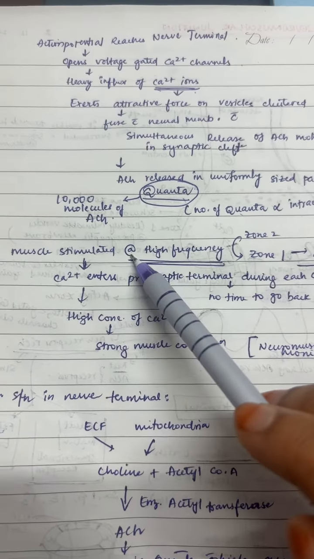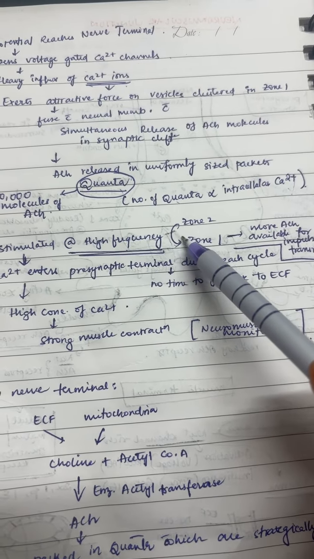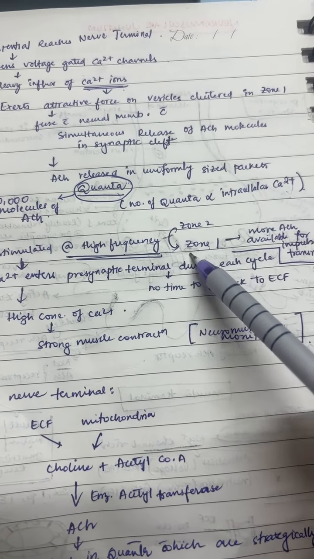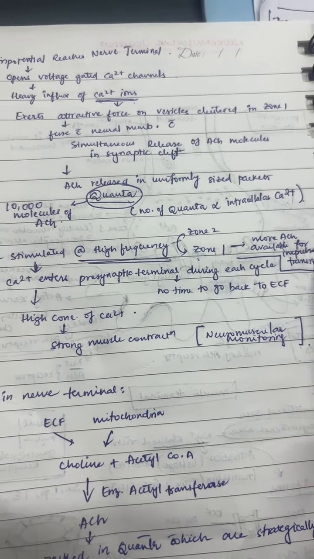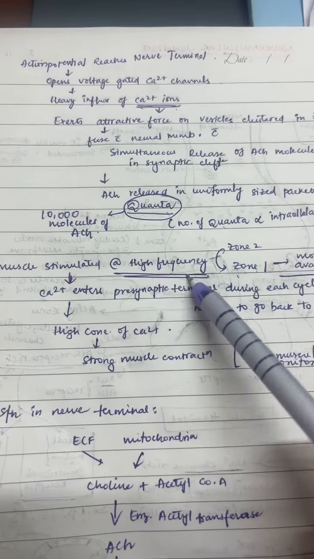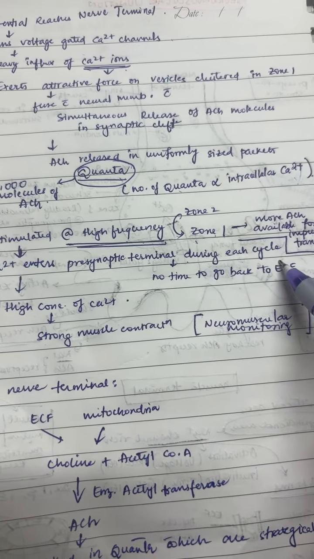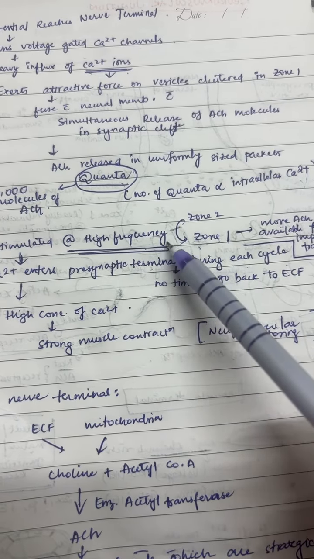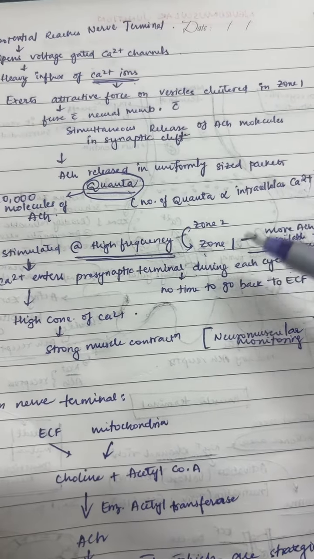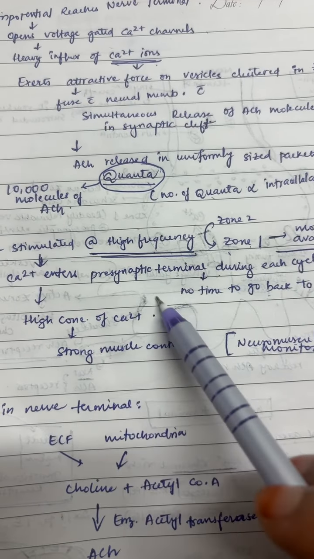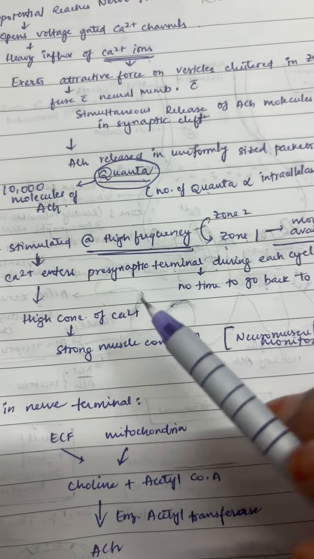When the muscle is stimulated at higher frequency, zone 2 packets will go to zone 1, with more acetylcholine available for impulse transmission. So at higher frequency, calcium enters the presynaptic terminal during each cycle. During this high frequency period, there will be no time for the calcium to go back to the extracellular fluid. So calcium is concentrated there, a high concentration of calcium.